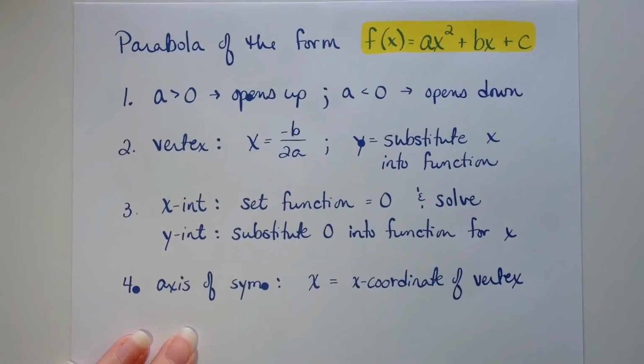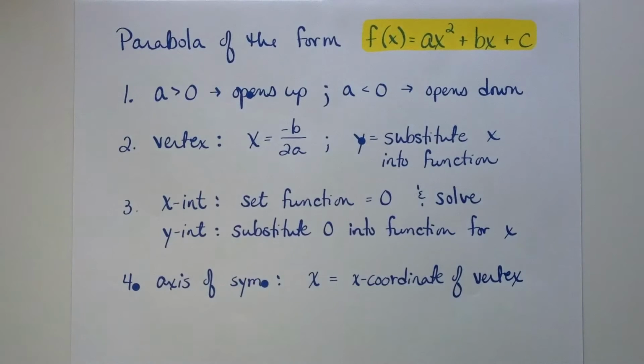Alright, what we're going to do first is look at your parabolas that are in the form of ax squared plus bx plus c, which is the form that I referred to a while ago. There is another form that we'll talk about in just a little bit. So here are some notes, some characteristics of your parabola that you need to be aware of.